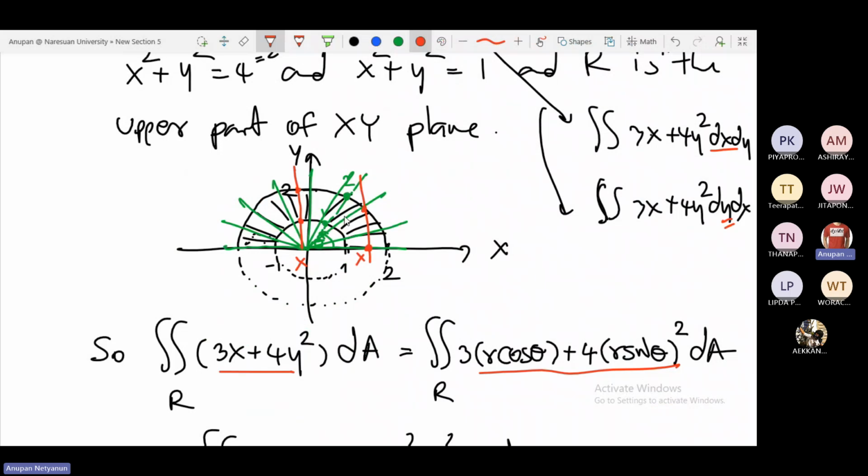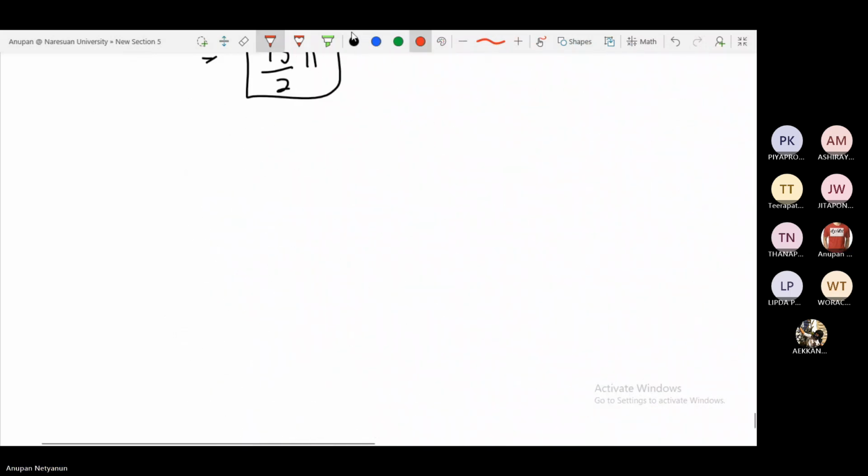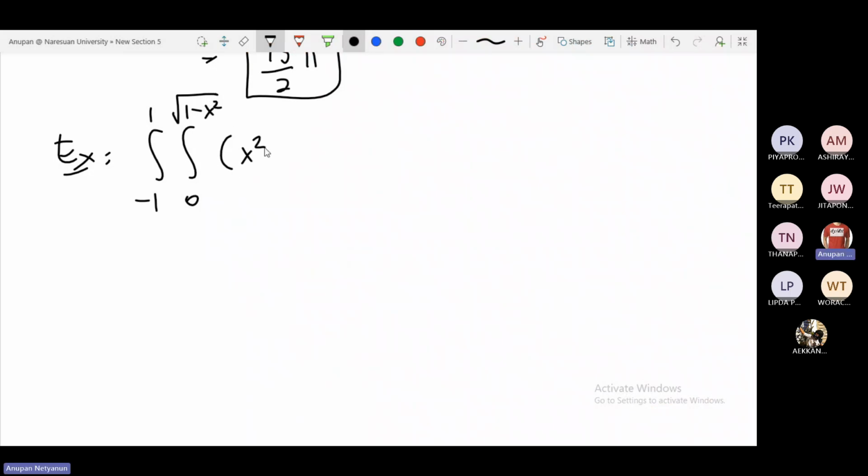Let's look at these problems. Okay. Last one, which is the double integral from -1 to 1, from 0 to square root of 1 minus x squared, of x squared plus y squared to the power of 3 over 2, dy dx. Okay.